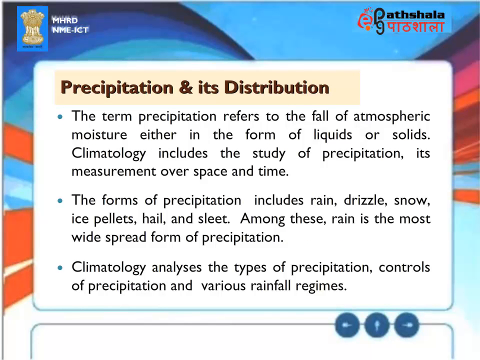Precipitation and distribution. The term precipitation refers to the fall of atmospheric moisture either in the form of liquids or solids. Climatology includes the study of precipitation, its measurement over space and time. The forms of precipitation include rain, drizzle, snow, ice pellets, hail, and sleet. Among these, rain is the most widespread form of precipitation. Climatology analyzes the types of precipitation, controls of precipitation, and various rainfall regimes.